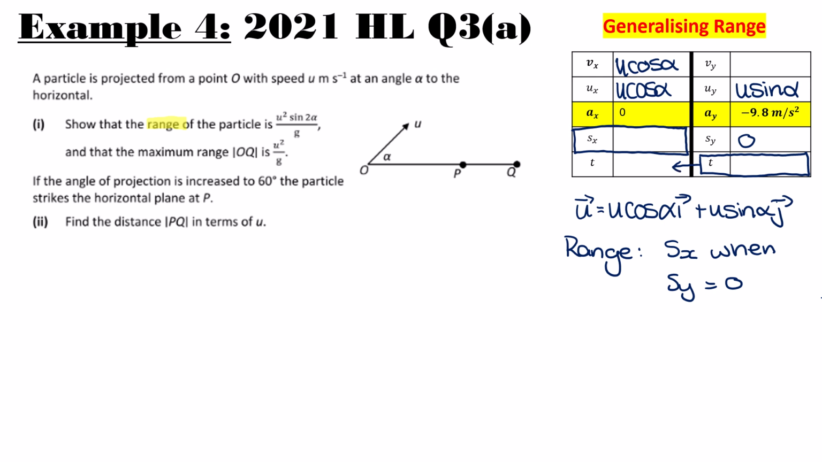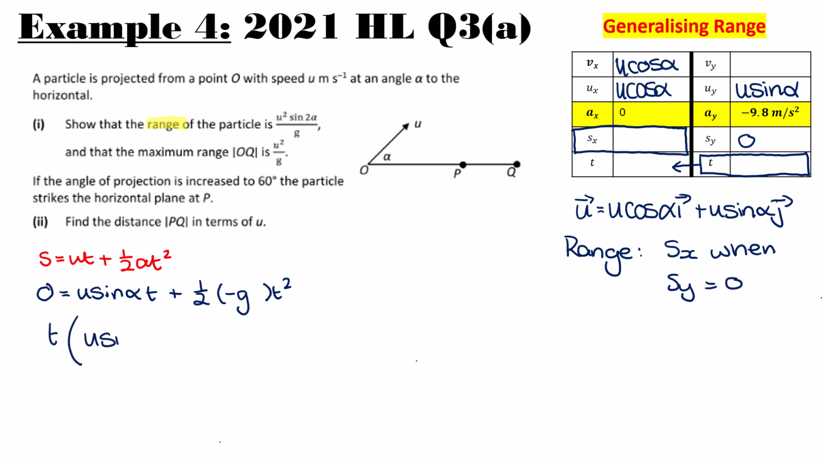So in the y direction, we're going to start off with s equals ut plus a half at squared. So we have s, which is 0 because it's landed, u sine alpha t plus a half times minus 9.8 t squared. I'm actually going to leave this in terms of g in this question because there's a g in our answer, but you can take it back out at the end if you want. There's no issue. We're going to pull out a t, so think highest common factor, which leaves us with t times u sine alpha minus g over 2 t, and that all equals 0.